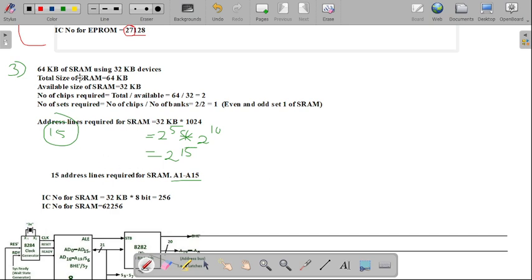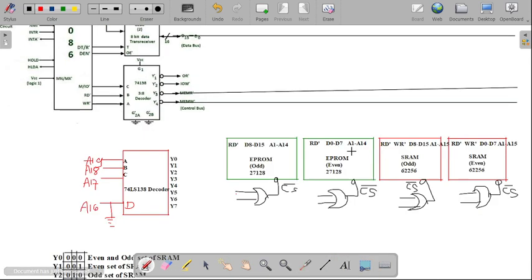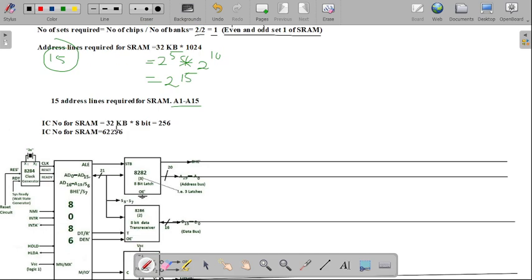Now we will go with our RAM structure. In our RAM structure, it is also required 2 divided by 2, so one set will be required. So there is one even and odd set of our SRAM available. The first is the even set for our SRAM and the odd set for our SRAM. Here I have drawn the SRAM odd set 1 and our SRAM even set 1, and I have given this IC number 62256 because we got it from this calculation.